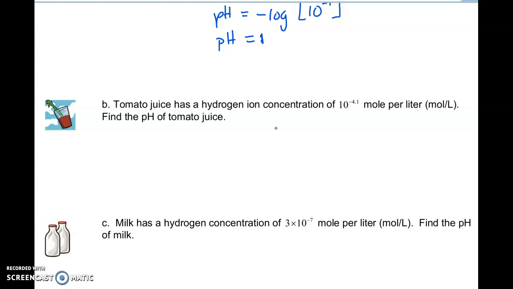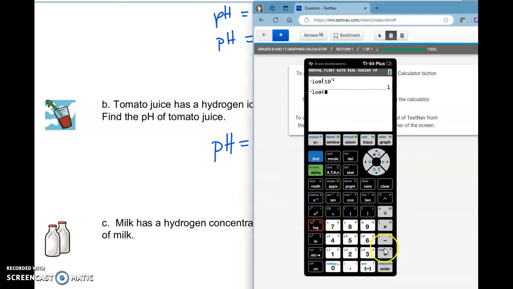Tomato juice has a hydrogen concentration of 10 to the -4.1 moles per liter. So it said to find the pH. So we're going to plug in 10 to the -4.1, and let's put that on the calculator and see what we get. So negative log, and then we're going to say 10 caret -4.1. And we end up with this value of 4.1. That's the tomato juice pH.